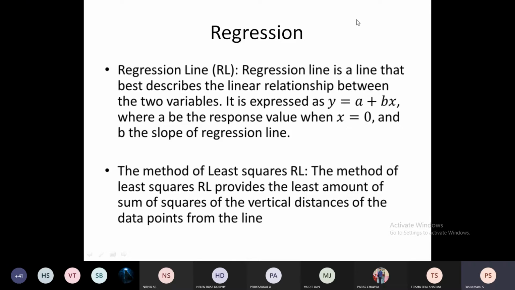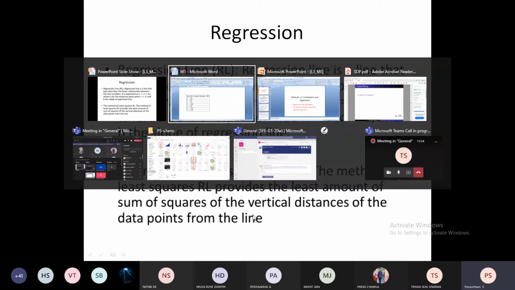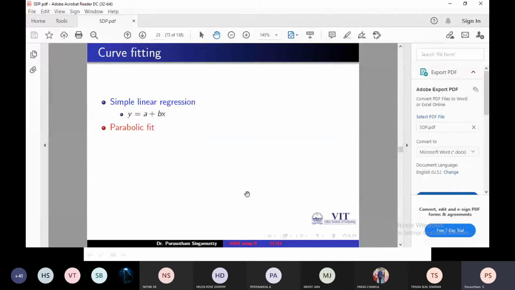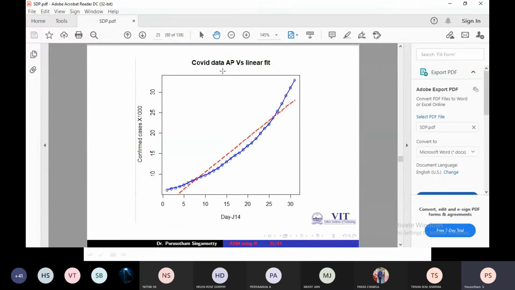As I said, the method of least squares is a technique which provides the least sum of squares of the vertical distances of the data points from the line. Once you fit the data into some linear regression, as I showed you some time back, see that. This is the data from June 14 to July 14, COVID cases of 2020, approximately one month of data.